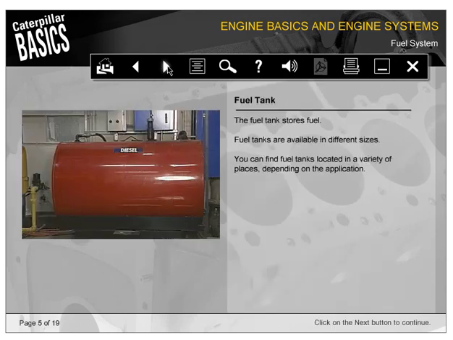The fuel tank stores fuel. Fuel tanks are available in different sizes. You can find fuel tanks located in a variety of places, depending on the application.